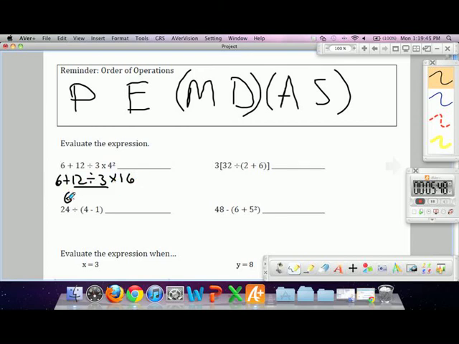So we have 6 plus now 4 times 16. What's the next thing we want to do? 4 times 16. Finish the multiply, so we have 6 plus 64. So then what does this expression evaluate to? 70. Exactly, 70.